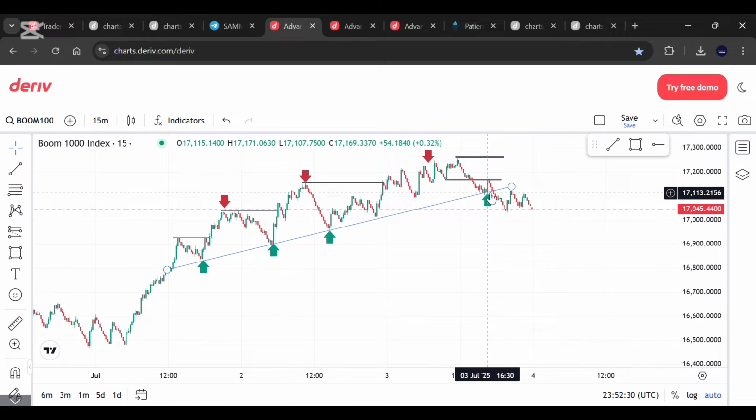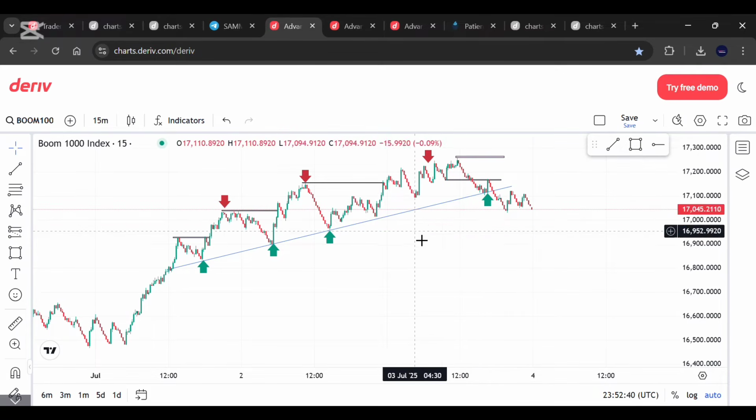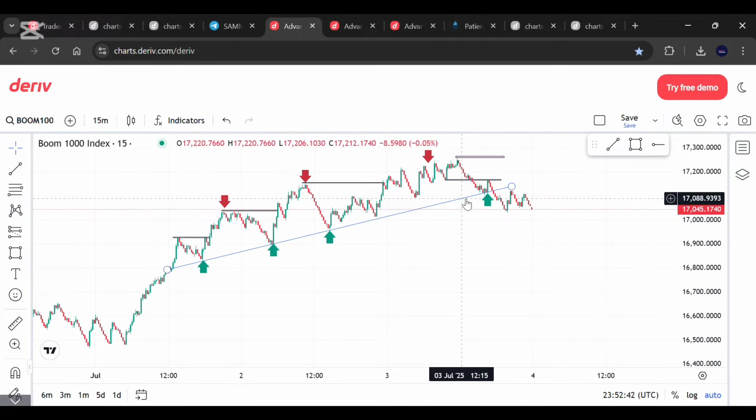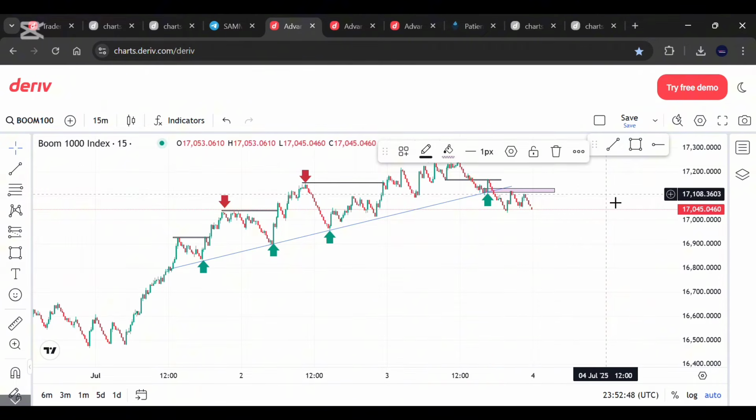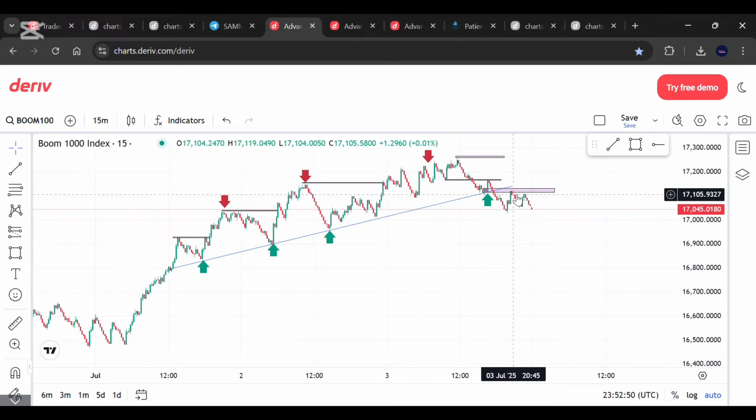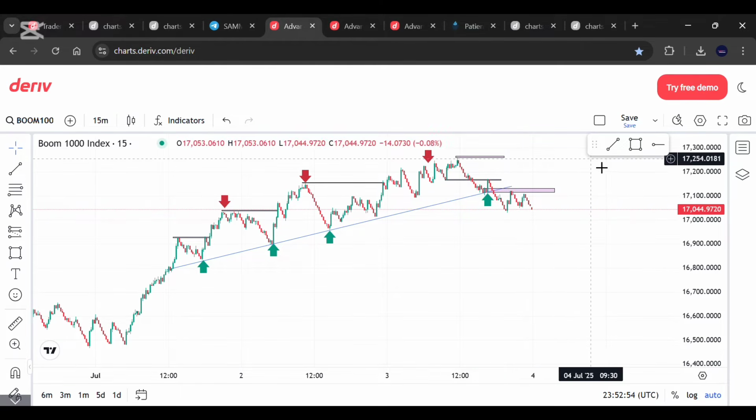So right here, I want to see if price is going to break the trend line from there. So once I get that break of trend line from this level, the next thing I'm going to do is wait for price to return back for a retest. So now support is going to turn to a resistance, and there I am looking forward to sell from that level. So this Boom 1000, I'm actually holding a trade.